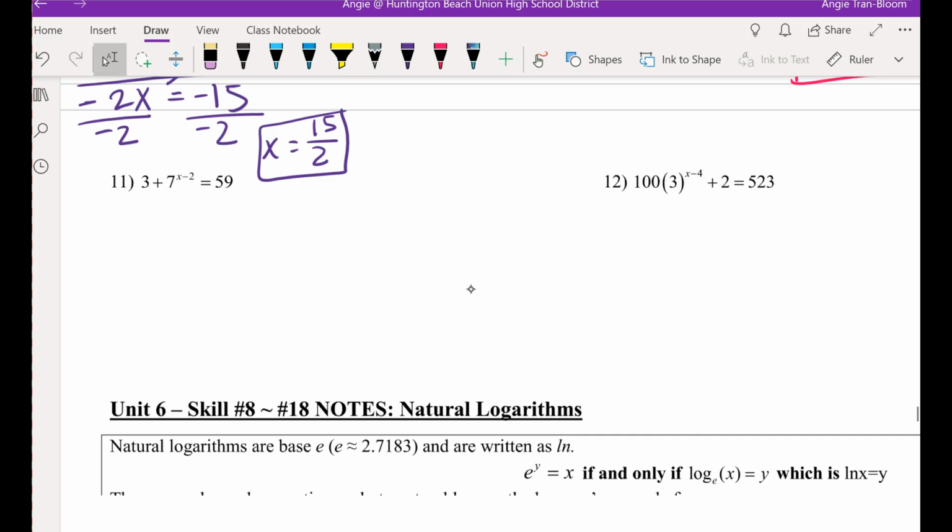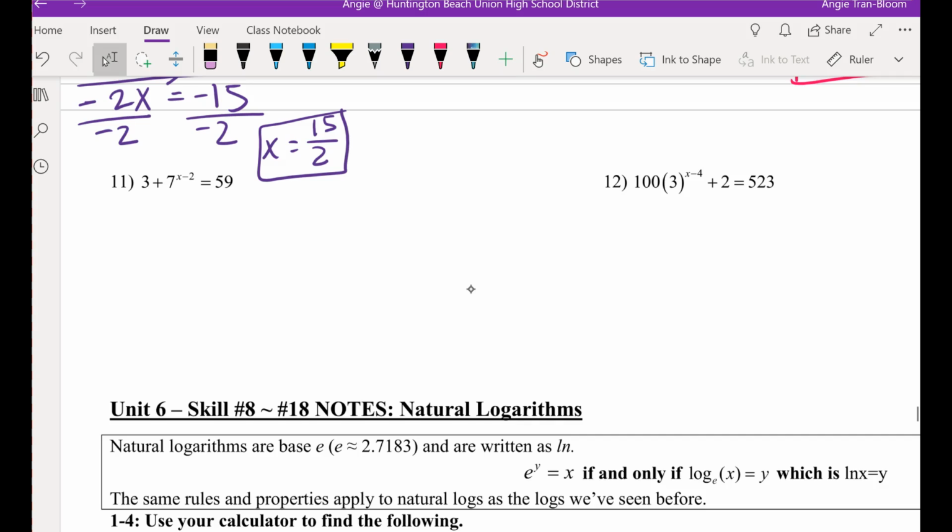Example 11. Ready? 3 plus 7 to the power x minus 2 equals 59. What do you think you should do first? Subtract the 3 over. Very good. So, 59 take away 3 would give you what?